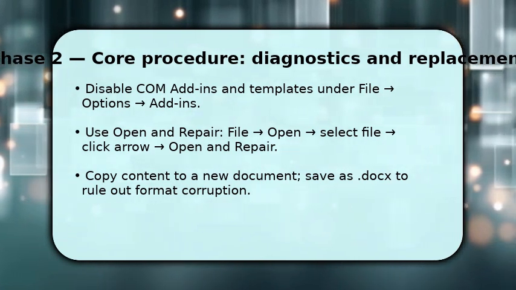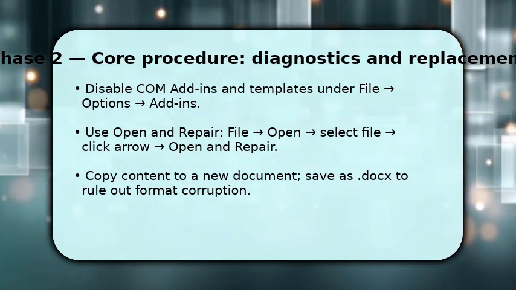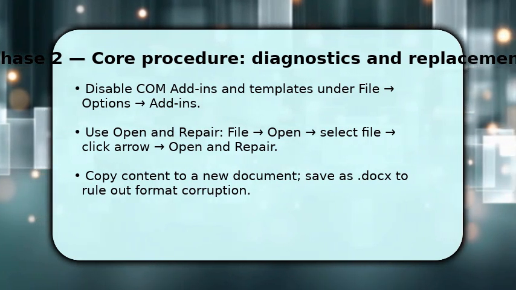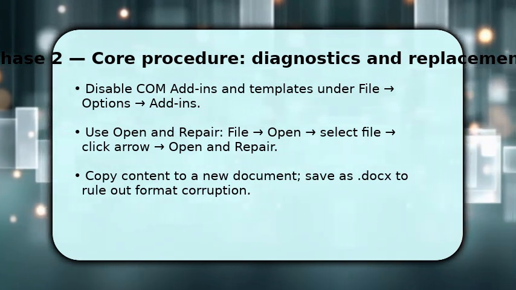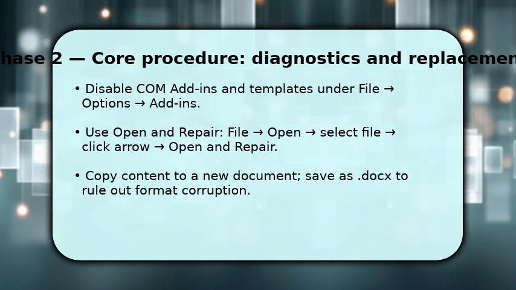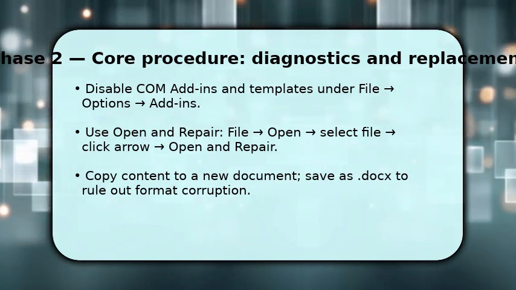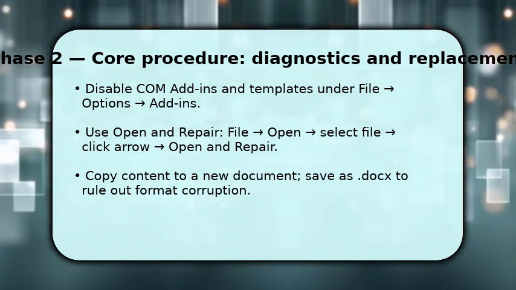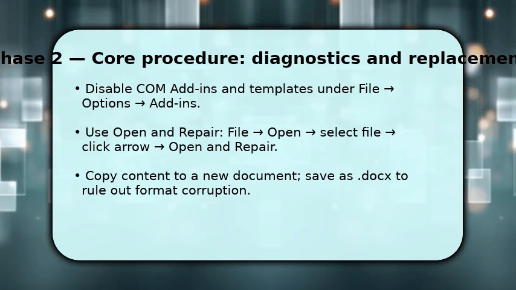If the problem persists, use File > Open and choose Open and Repair on the problematic document to recover content. Also copy and paste everything into a brand new document and save as docx. This often removes obscure format corruption. Make sure to test typing in the new file, as that confirms whether the original document was the culprit.